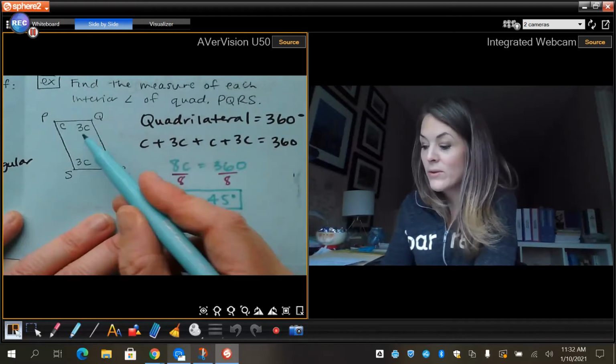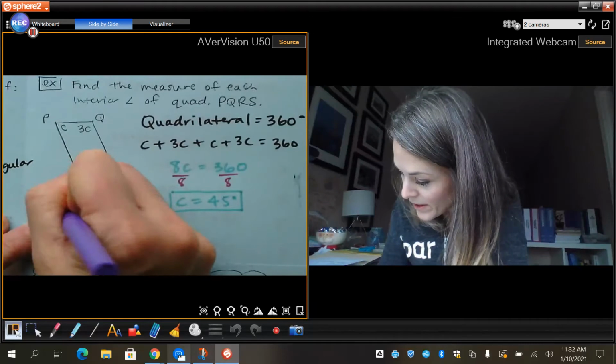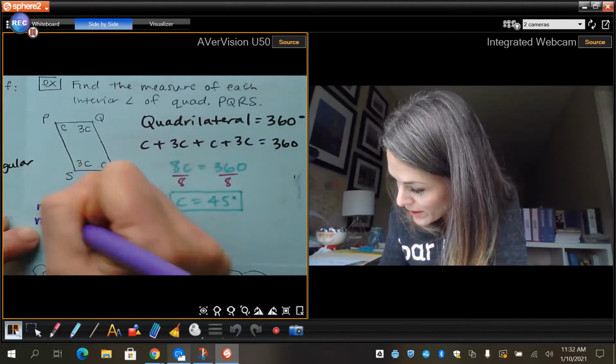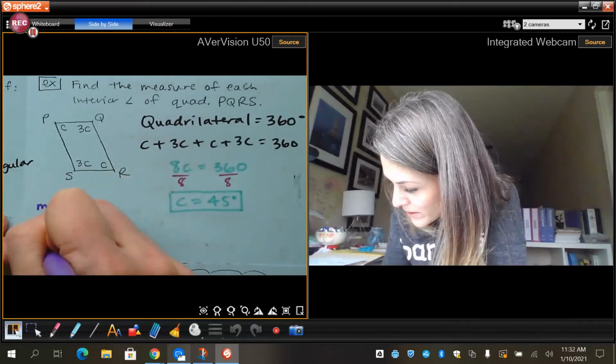Okay, so I know C equals 45. So I want to find the measure of each. So I want to know the measure of angle P, the measure of angle Q, the measure of angle S, and the measure of angle R.